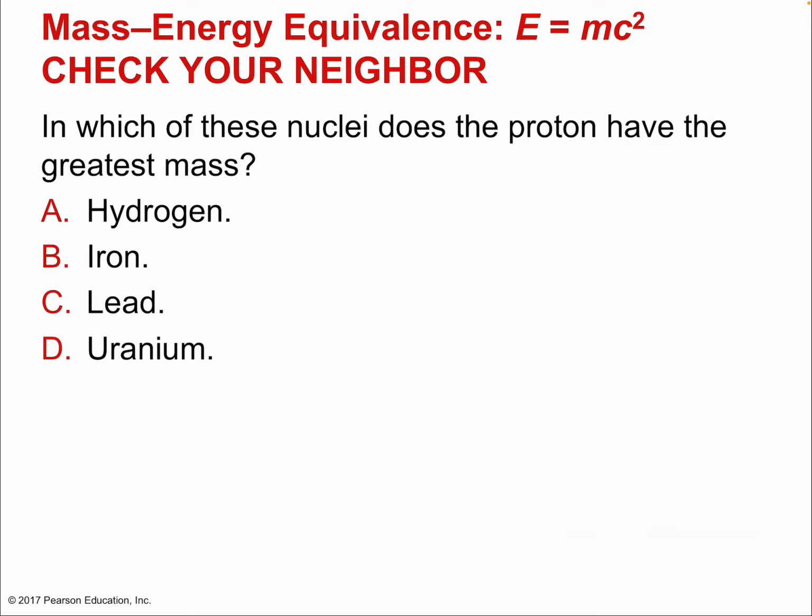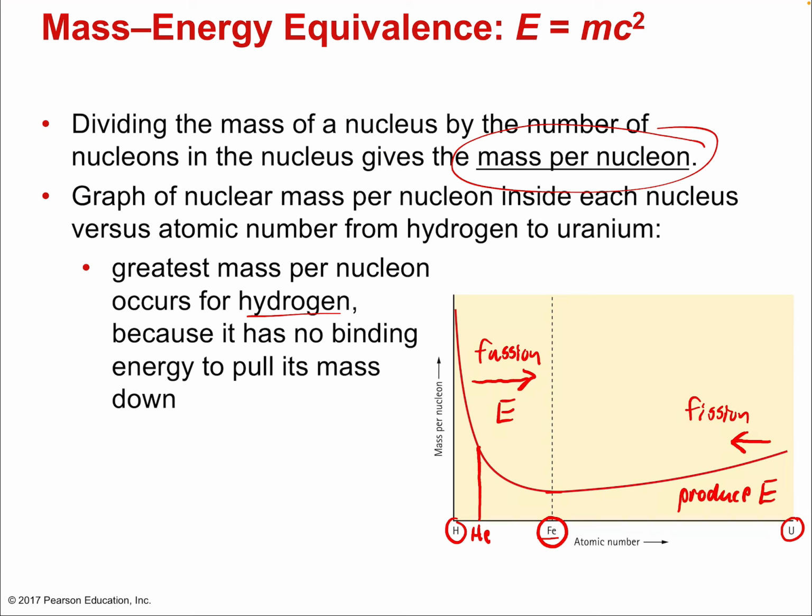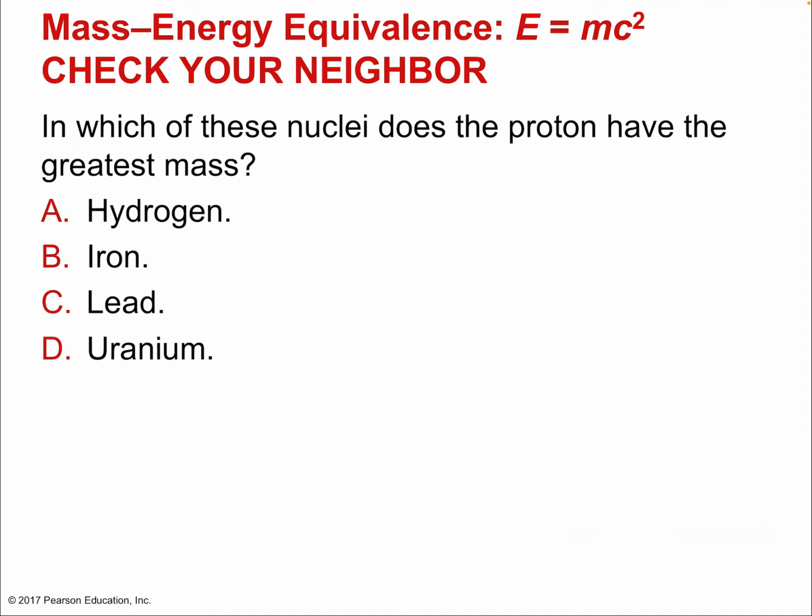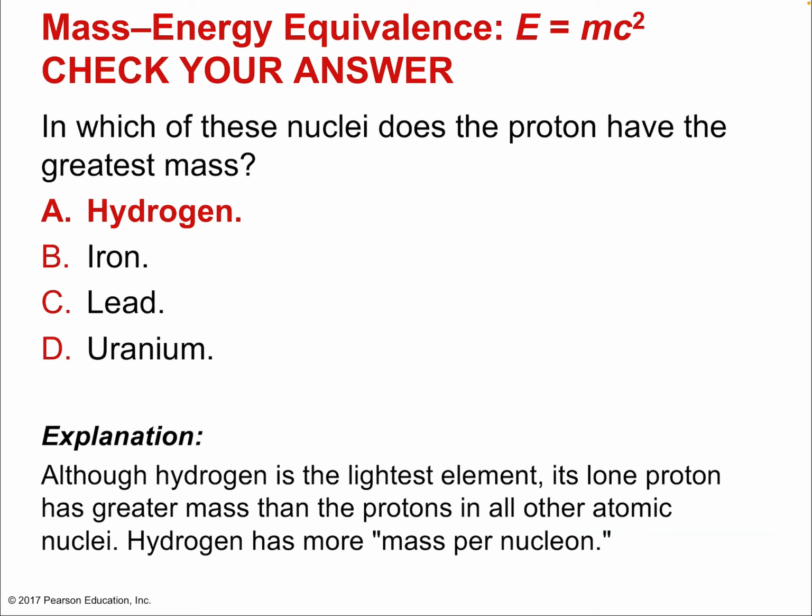Okay? So in which of these nuclei does the proton have the greatest mass? Hydrogen, iron, lead, or uranium? Which one? Because the proton mass doesn't stay the same, because the proton is a nucleon after all. So the proton weighs slightly less depending on which element it's in. Well, where would it weigh the most? Hydrogen, by far. There's no place where it has more mass.